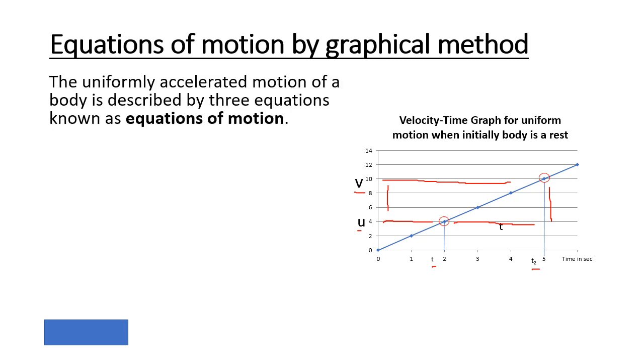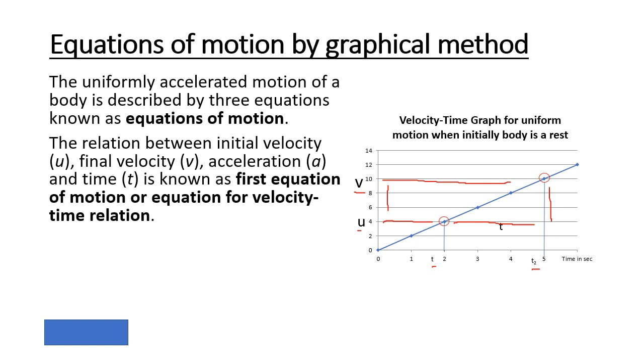So we have the uniformly accelerated motion of a body is described by three equations known as equations of motion. Now what do you see here? The line is a straight line. This is a velocity time graph in a straight line. So it is uniformly accelerated motion. So these equations of motion are for uniformly accelerated motion.